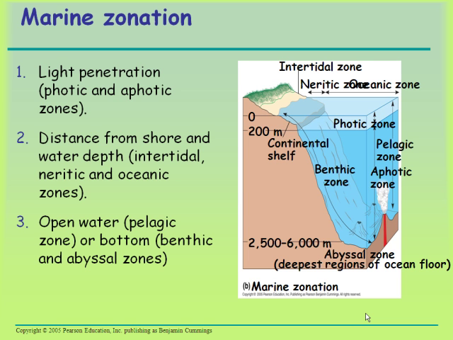In marine zonation, like lakes, the marine environment is generally classified on the basis of light penetration. Again, photic and aphotic zones, distance from shore and water depth. So you have intertidal, neritic, and oceanic zones, and whether it is open water, which means pelagic, or bottom, benthic. The abyssal zone is very deep, the deepest regions of the floor. The deepest abyssal zone is 6 miles deep.